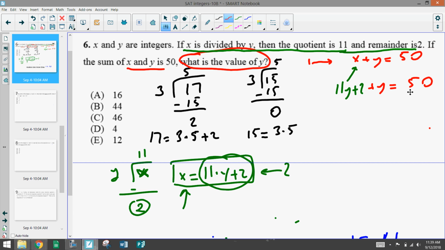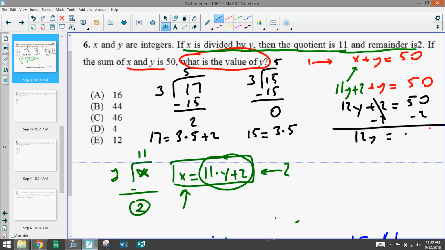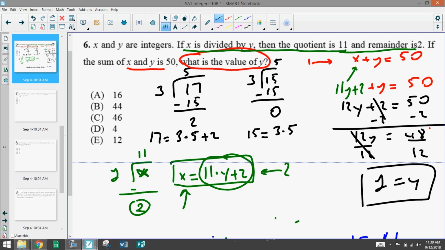So add the like terms now. 12y, excellent. 12y, because 11y plus one more y makes 12y, plus 2 is equal to 50. Subtract 2 from both sides, as you know. 12y is equal to 48. Divide both sides by 12. Y is equal to 4. Okay? Any question?